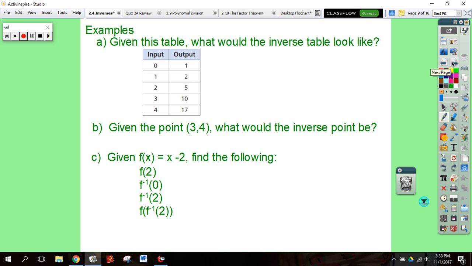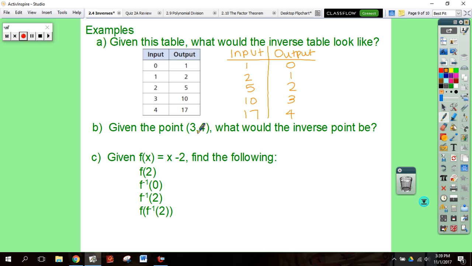All right. Given a table, what would the inverse table look like? Your inverse table would just flip-flop these two. So your input would now be what your output was: 1, 2, 5, 10, and 17. And your new output would be what the input was previously: 0, 1, 2, 3, and 4. It takes your input and your output and switches them. So they all just trade places.